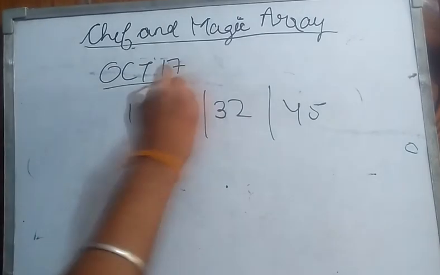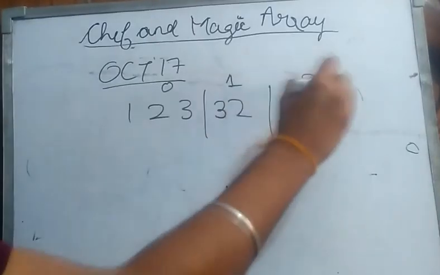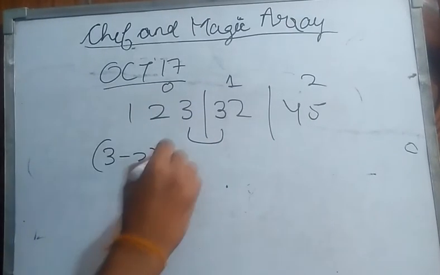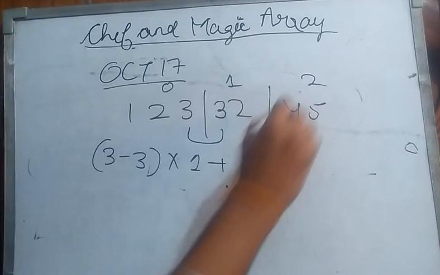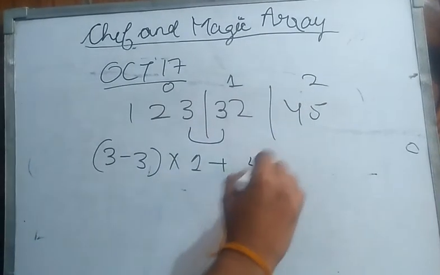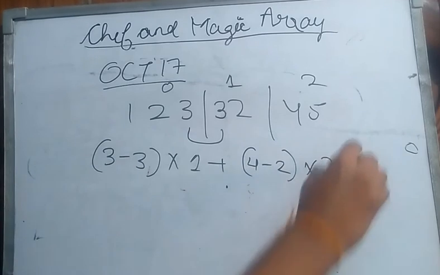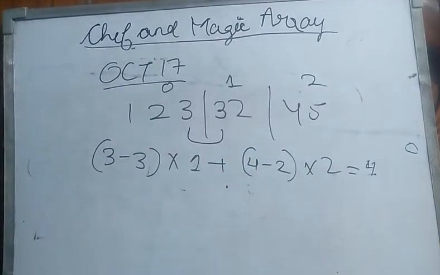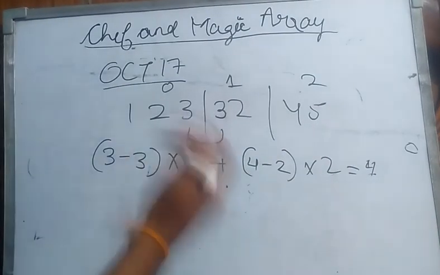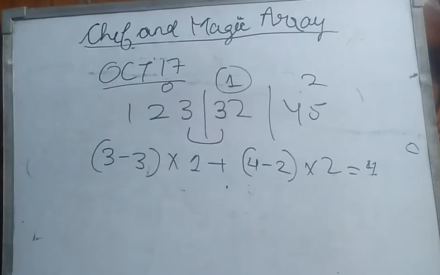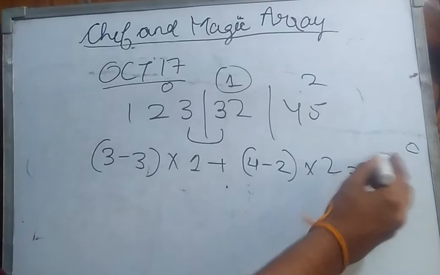Tastiness of the dish here is, with the index I am writing here, 3 minus 3 into 1 plus 4 minus 2 into 2, that is 4 here. So tastiness is basically the difference between the leftmost and the rightmost dish multiplied by the index. Okay. So we have to maximize this tastiness value.